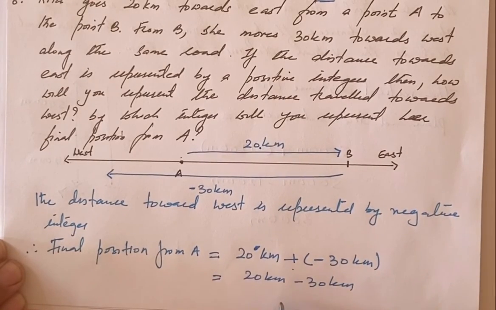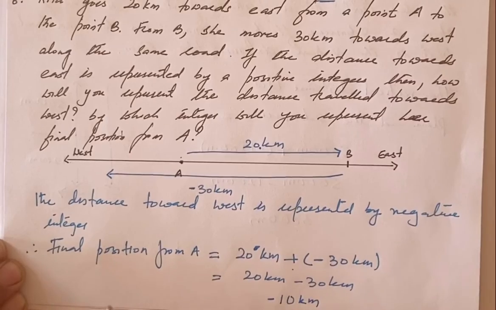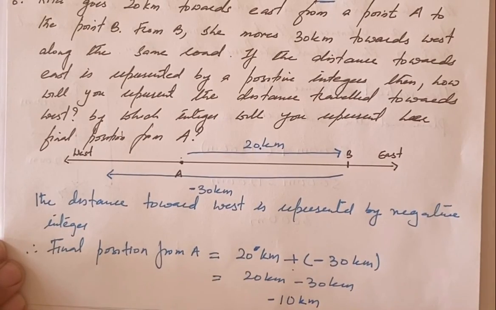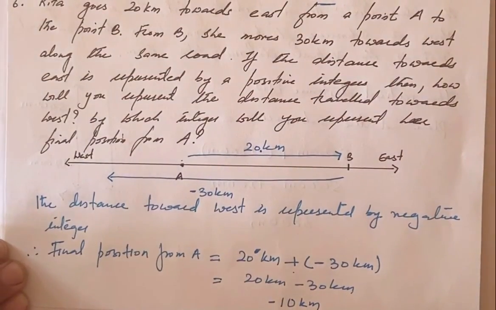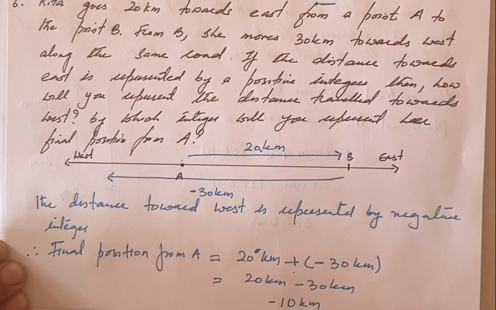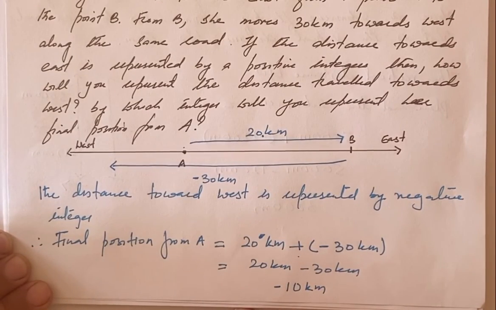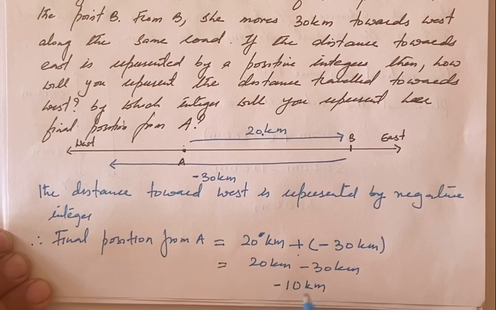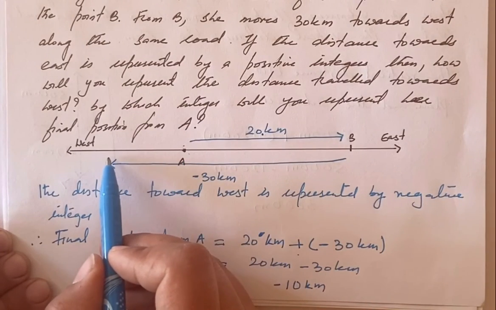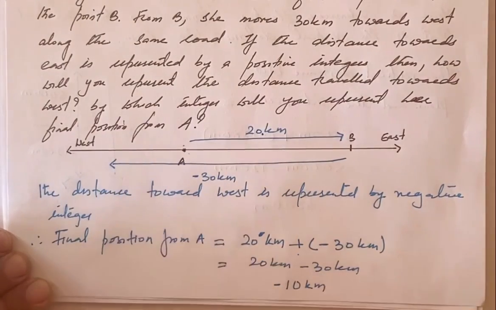So 30 minus 20 is 10. 30 is greater, and it has the negative sign, so the answer will have a negative sign. So the final position from A is minus 10 kilometers. Minus means obviously she is on the west side. So towards the west direction it is taken as minus, negative sign. So she is 10 kilometers away from A, on which side? The west side. Minus means the west side.